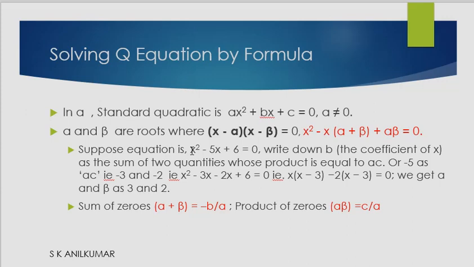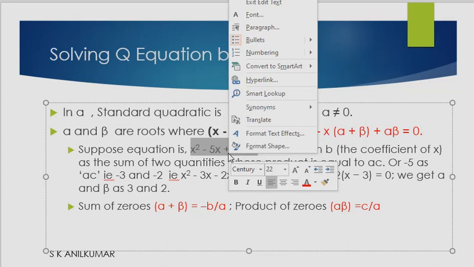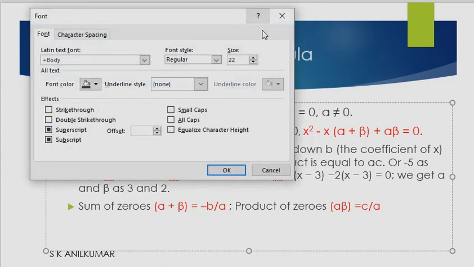Take this example, x square minus 5x plus 6 equals 0. Now what do we do? How do we solve this?